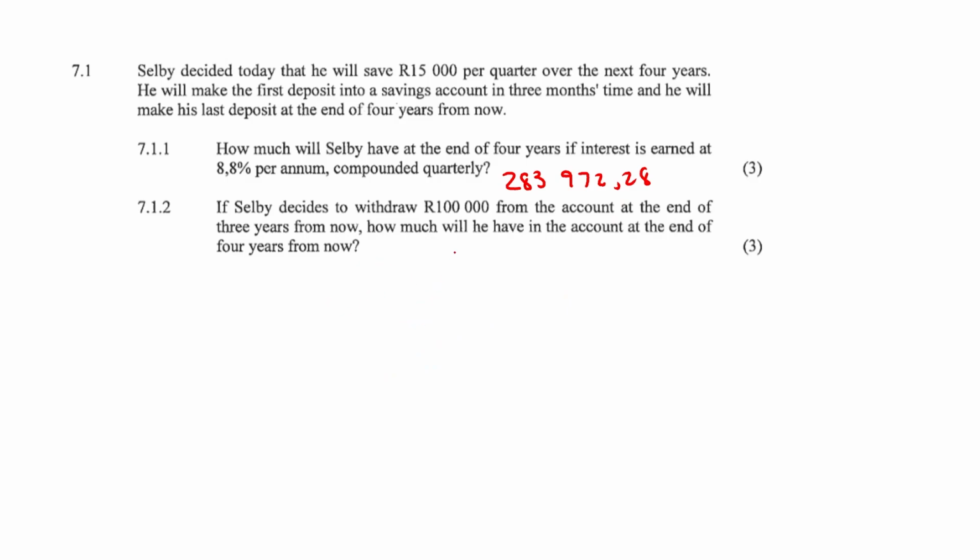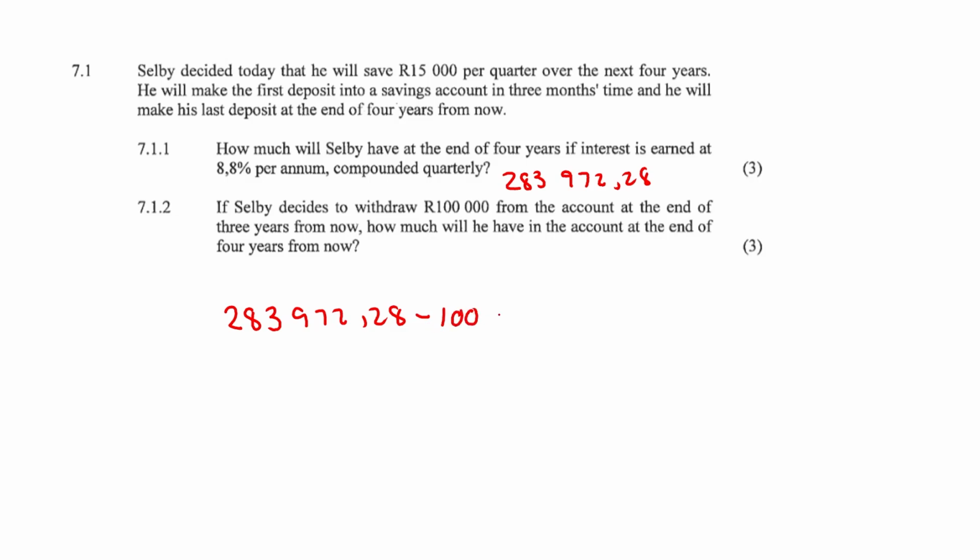So if Selby decides to withdraw 100,000 rands from the account at the end of 3 years from now, how much will he have in the account at the end of 4 years from now? So we take our total future value amount, and now we factor in, remember that idea of the lump sum, we factor in the withdrawal. So it's not going to be a plus. If it was an additional deposit that he made, then we add. This is a withdrawal, so taking you back to some of your timeline knowledge from grade 11.